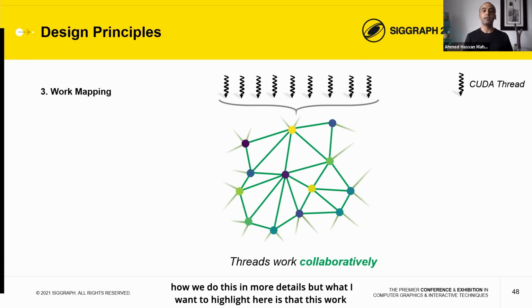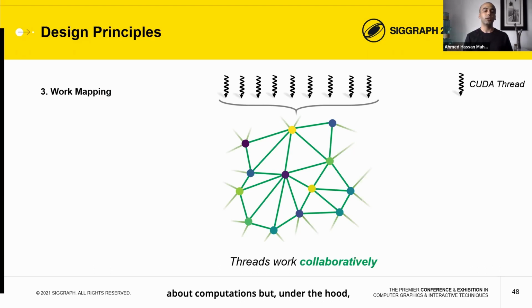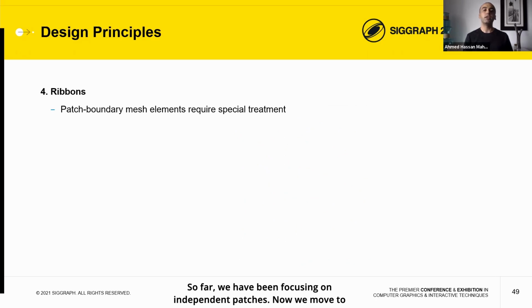But what I want to highlight here is that this work mapping strategy is not exposed to the user at all. The user gets the impression that one thread is assigned to a single mesh element and works independently, which is a very simple mental model when one thinks about computation. But under the hood, the queries are performed more efficiently. So far, we have been focusing on independent batches. Now we move to discuss how these batches are placed in a more global context where we can do some useful work.